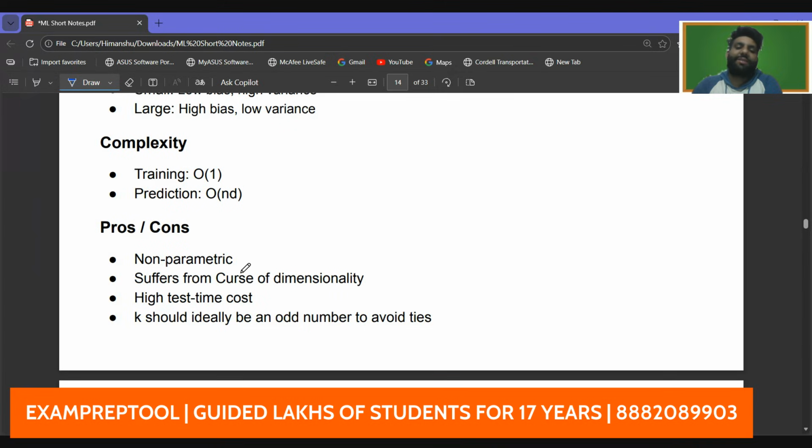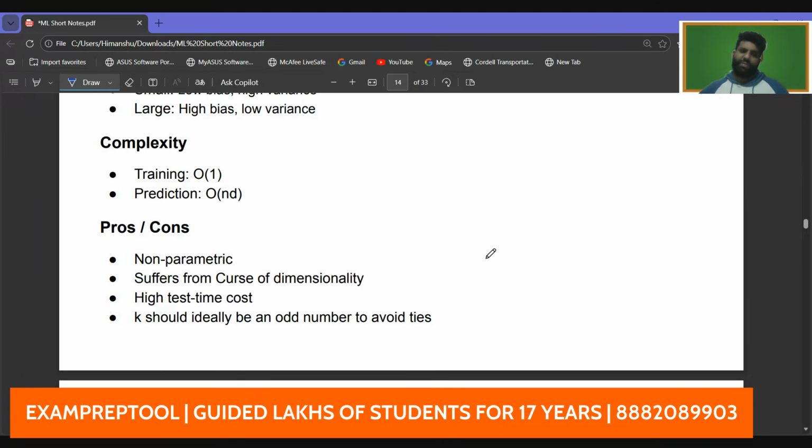Okay, high test time cost, because there is no training at all. It's only testing. At testing time we do all the stuff. So it has high test time, and k should ideally be an odd number to avoid ties. If you're just looking at four nearest neighbors and you get two positive, two negative, what would you do? We do not want those kinds of ties. So we take an odd number, 3, 5, 7, because in that case we will never have ties, and one of the classes would always be the majority, according to which we assign the label for the new test data point.